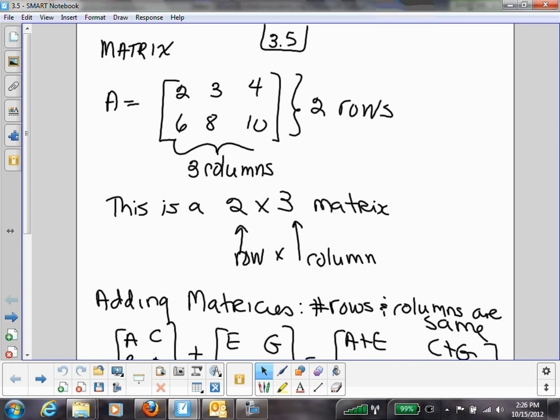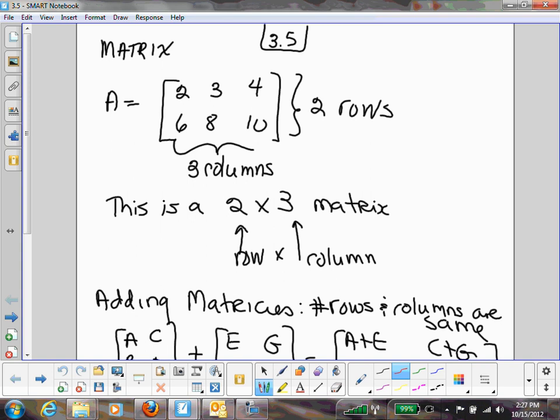Now, matrices have these little hooky things that surround the numbers, okay? They have elements: 2, 3, 4, 6, 8, and 10. We define matrices by the rows, and if you think of rows, you know you're going across. So rows go this way, and columns go up and down. Columns are what holds buildings upright, and so we think about them as going up and down.